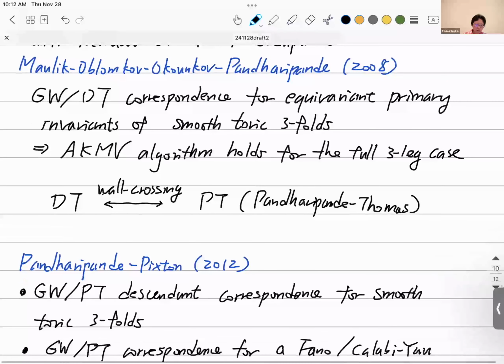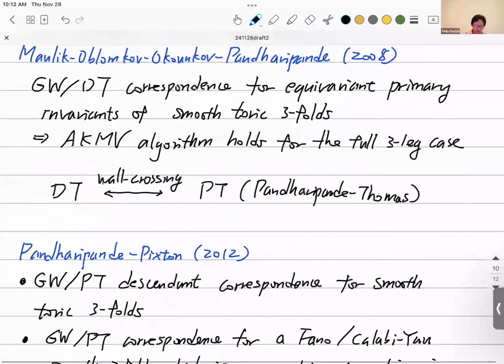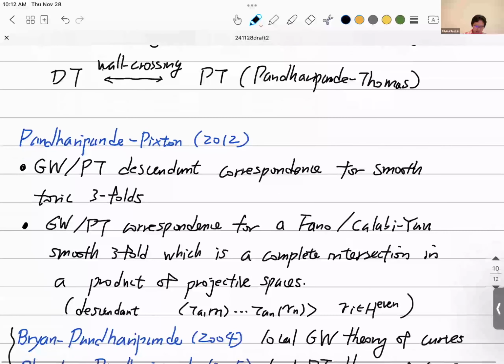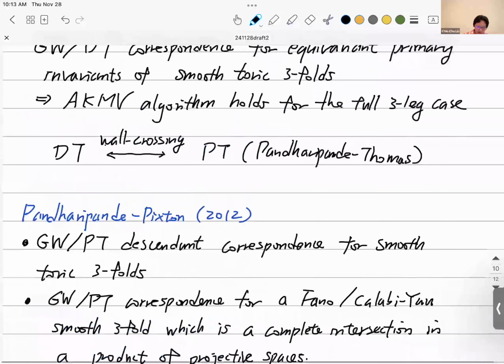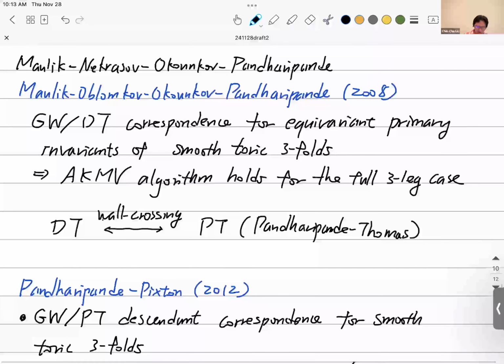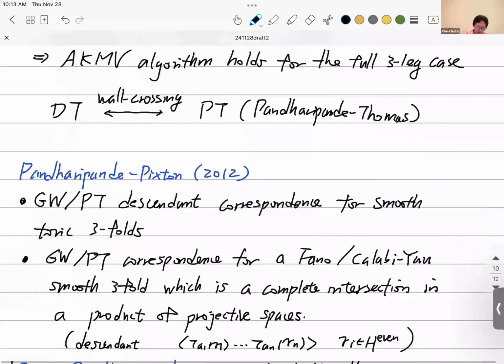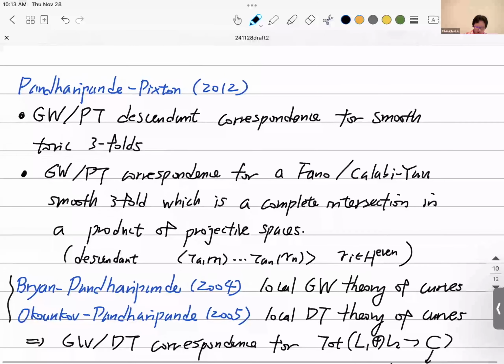So you see they proved this, and then 2 years later, Pandharipande and Pixton proved the Gromov-Witten/PT descendant correspondence for smooth toric threefolds. This generalized the result of MOOP from primary invariants to descendant invariants, where we define the descendant invariants for general projective manifolds.